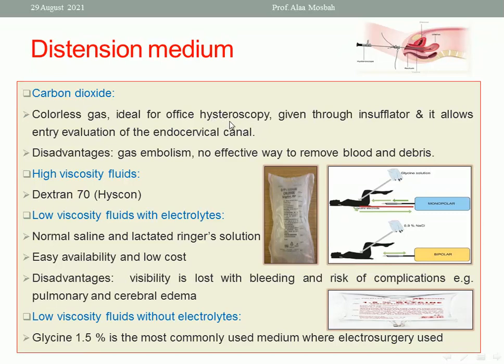Also, it can allow evaluation of endocervical canal. This is the carbon dioxide medium. Okay?